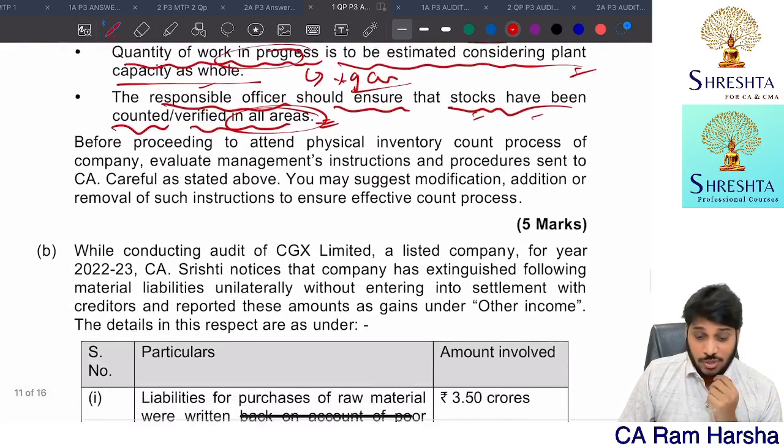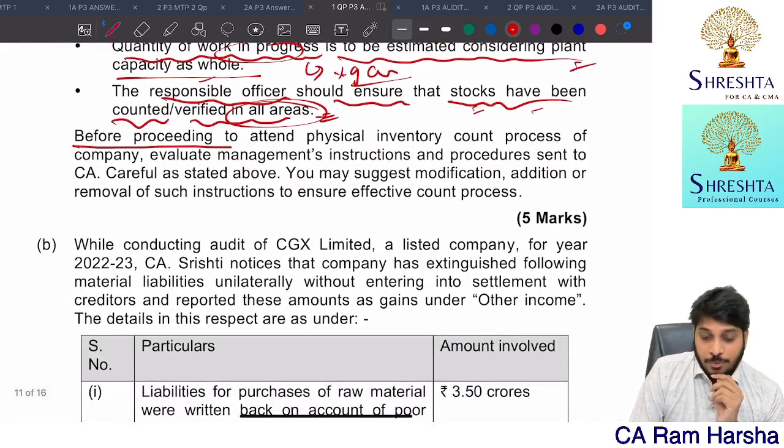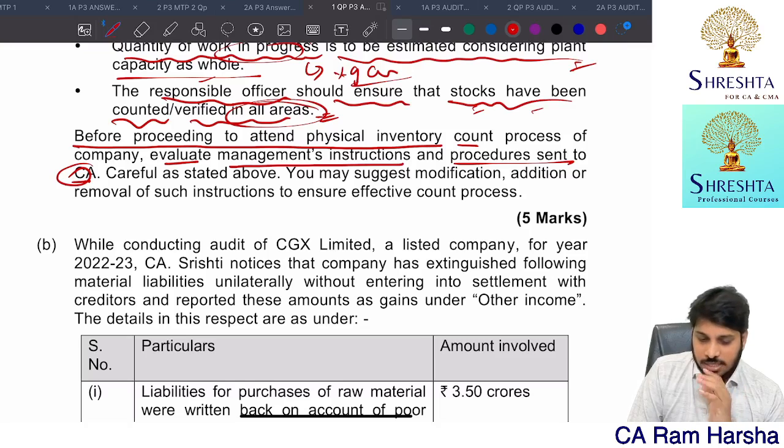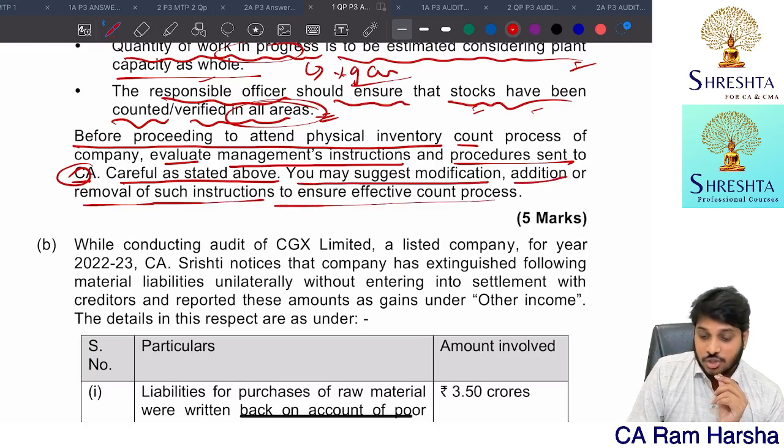Fine. First of all, we'll see what question they're asking. Before proceeding to attend physical verification, you are a statutory auditor, you want to attend the physical verification count, evaluate management's instructions and procedures sent to the CA. Careful as stated above. You may also suggest modifications, additions, or removal of such instructions to ensure effectiveness.